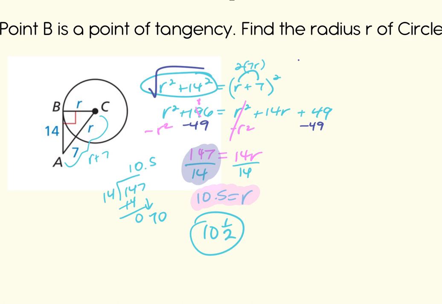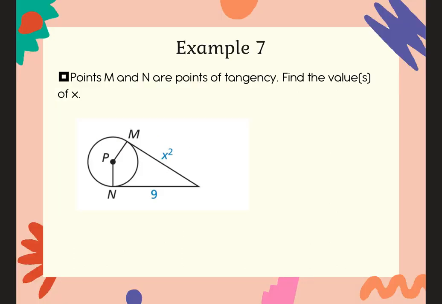All right, example 7 says points M and N are points of tangency. Find the value of X. So what is true about those two sides, Sophia? Good. They lead from the same external point, right? So X squared equals 9. Normally, when I square root, I have to do what in front of that square root? Plus and minus. I'd have to do plus and minus the square root of 9, which is 3.